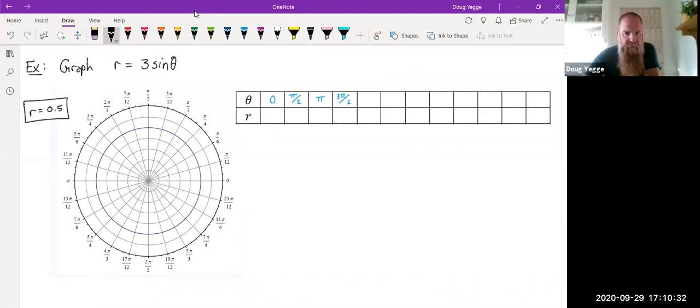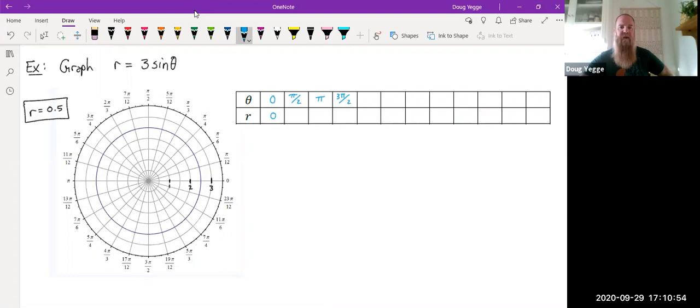So that means that my first concentric circle is 1 unit. My second concentric circle is 1 unit. My fourth concentric circle is 2 units. My sixth concentric circle is 3 units, and so on. All right. So if we plug these in, sine of 0 is 0 times 3 still gives me 0.